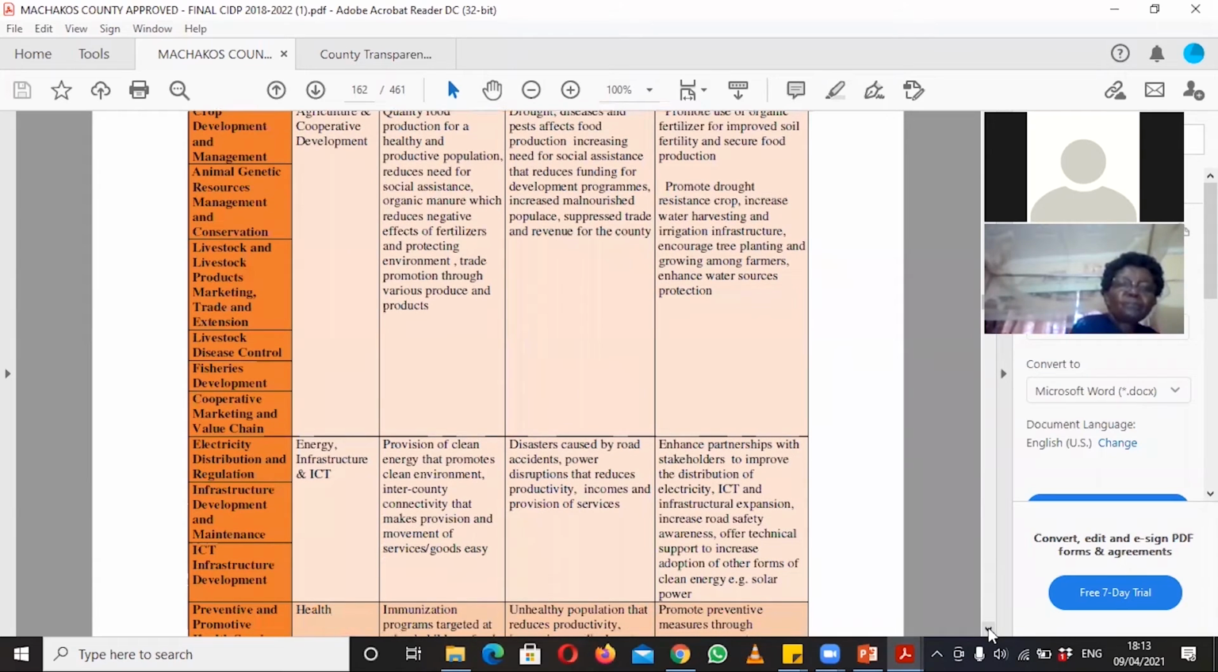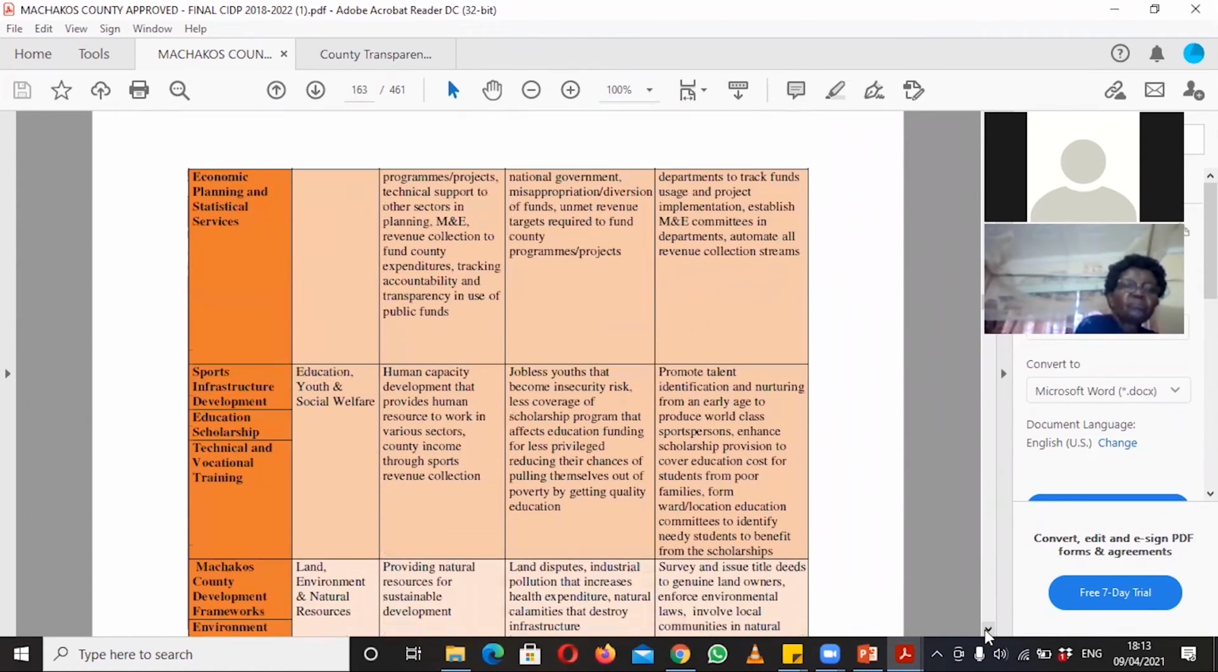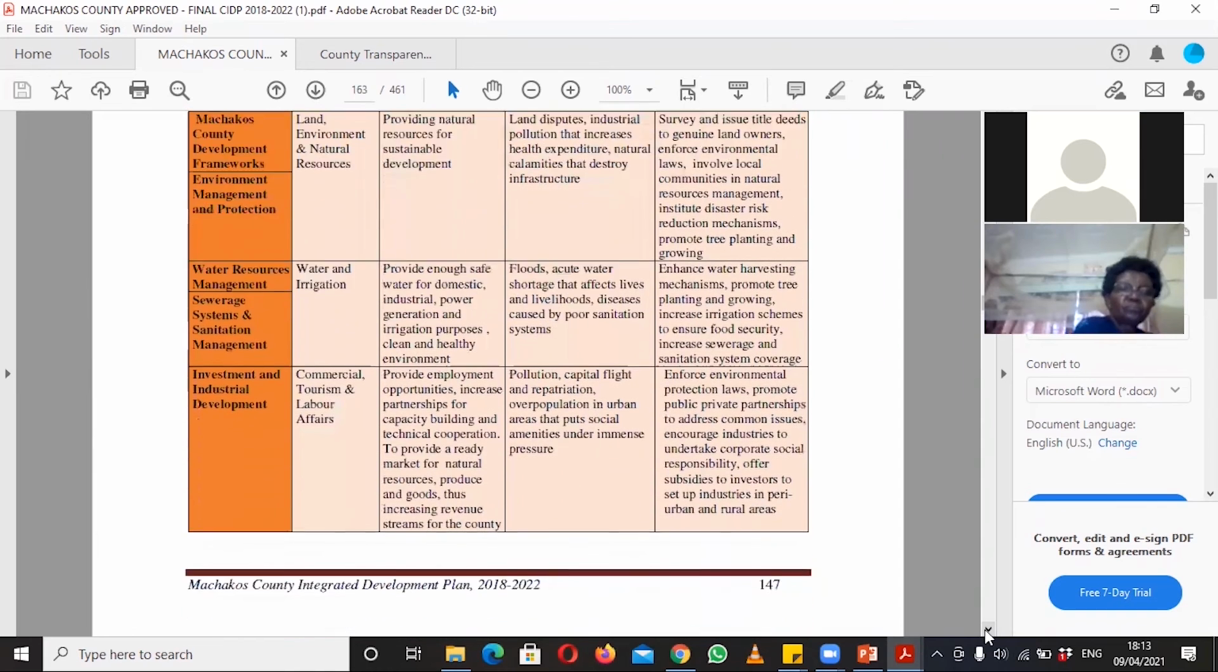So sometimes you find that even when you are doing health, it is also cross-cutting with agriculture, because sometimes people are sick because of poor nutrition, and poor nutrition is food. So that's why there's also this aspect of linkages. The different sectors have linkages with the other sectors as well.